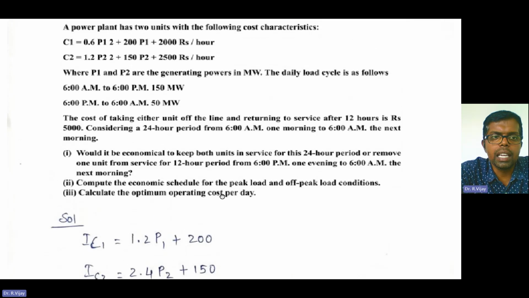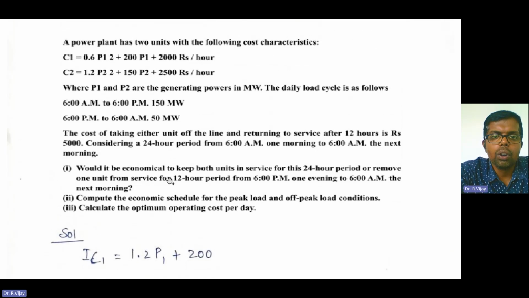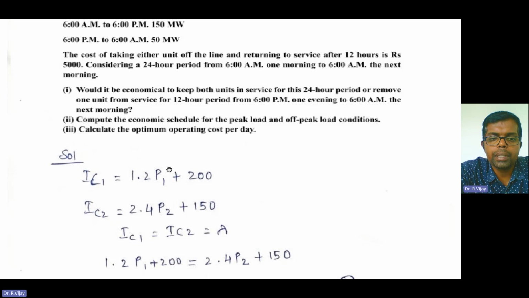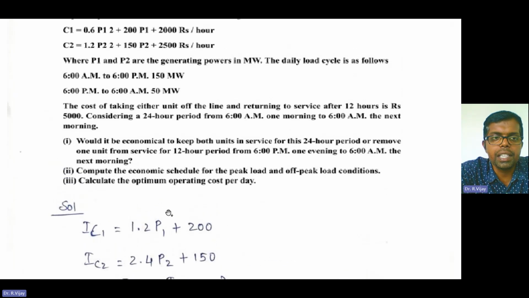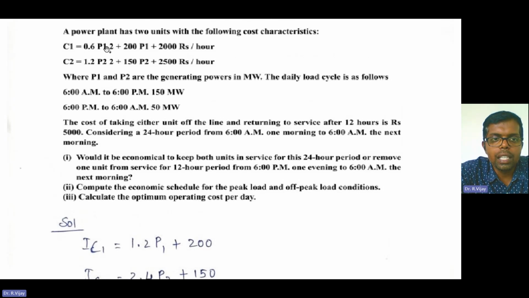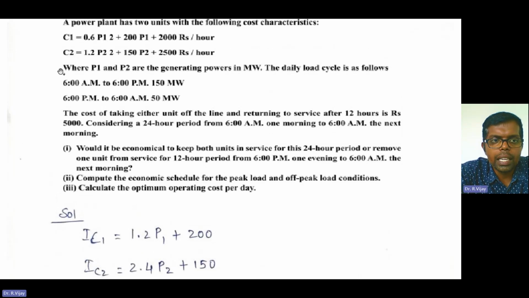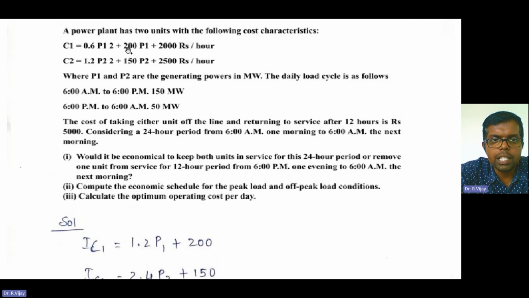So first, C1 is given. What I'm doing is taking the differentiation, that is the incremental cost function, differentiating with respect to P1. Actually, this is P1 squared, here also P2 squared. The square is not mentioned; instead they have given it like a 2. Actually, it is P1 square and P2 square. So here I differentiate with respect to P1.